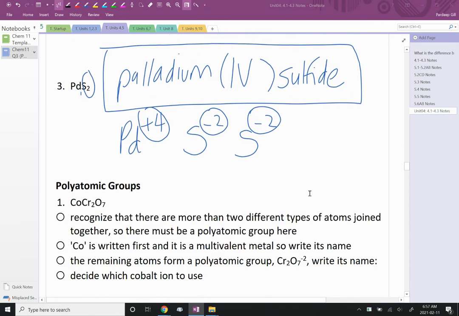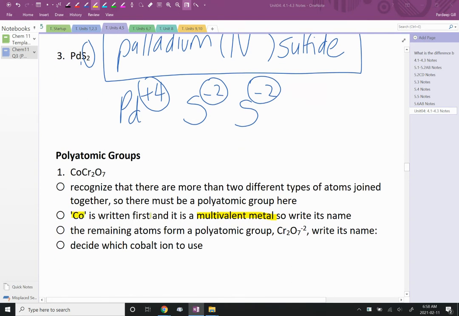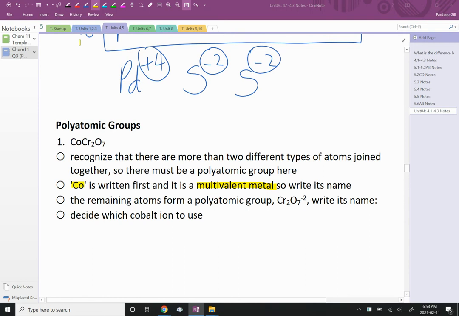All right, the last bit of naming here for ionic compounds looks at polyatomic groups. So now we want to go backwards. We want to take the polyatomic symbol and come up with a name for it. The first thing you want to do is write down the name of your metal. So here we have a multivalent metal, so we know that we're going to be using Roman numerals. So Co is copper, and we'll just leave a space for the Roman numerals.